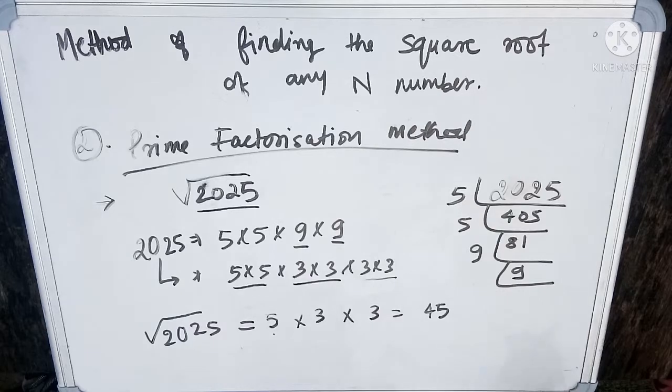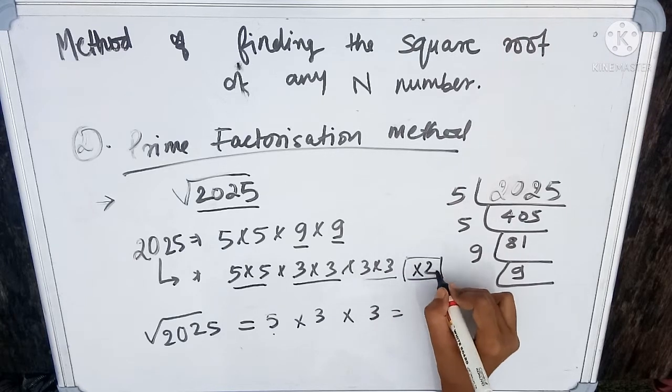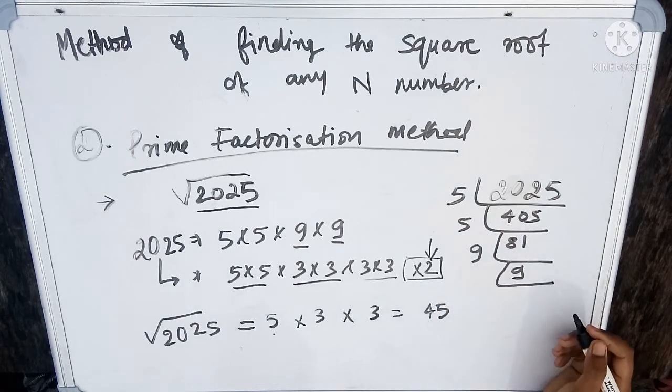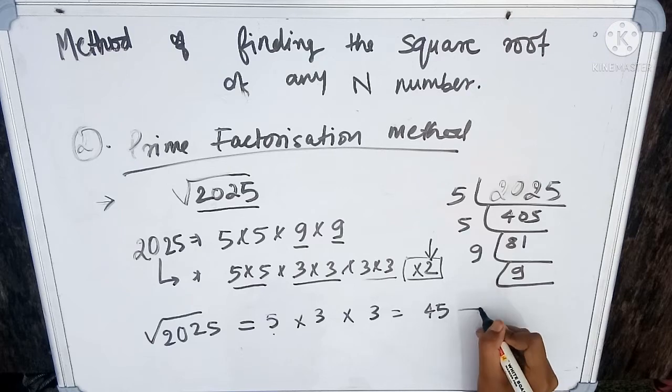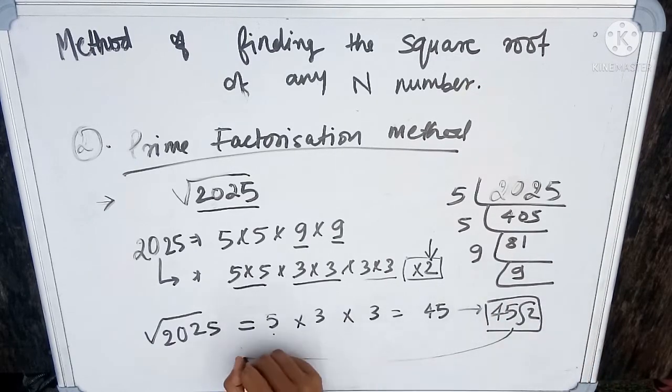Which is 45. Now the question arises, what will happen if we have one more prime number, suppose multiplied by 2, and we don't have a pair for this 2? So how can we find the square root of this number? In such a case, we can say that the number is not a perfect square, and in the solution we can write, in place of 45, 45 root 2 as the answer for the square root. Now the next method we have is the division method for finding the square root.